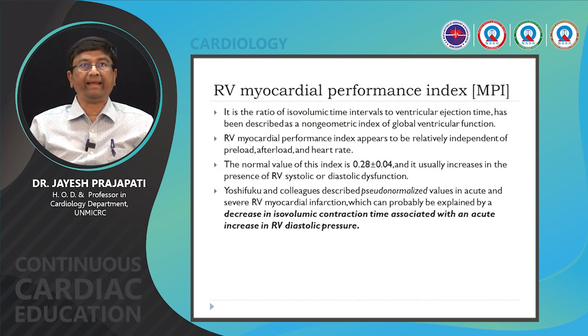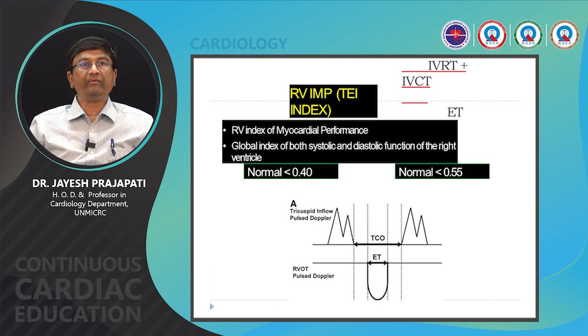Another is the RV MPI, the RV myocardial performance index, which is also an important measure. The normal value is 0.28 plus or minus 0.04. It usually increases in the presence of LV systolic or diastolic dysfunction, and a pseudo-normalized value has been described in acute and severe RV MI, which can probably be explained by decreased isovolumic contraction time with an acute increase in RV diastolic time dependent manner. So here we have to measure the ejection time. This is how we can measure it.